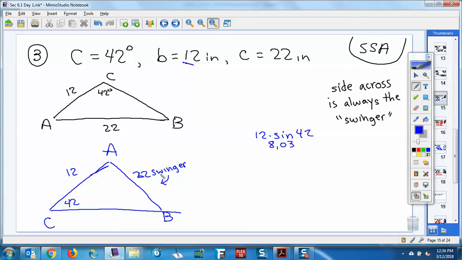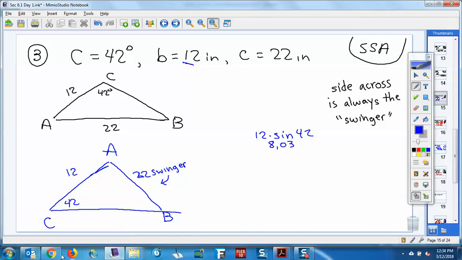8.03. So is this long enough? Definitely is long enough. Now, it might be too long, right? It might be too long, so I might have 2. But since it's more than, imagine this thing swinging back and forth. What's going to happen when it swings over here? It's going to go way past, right?